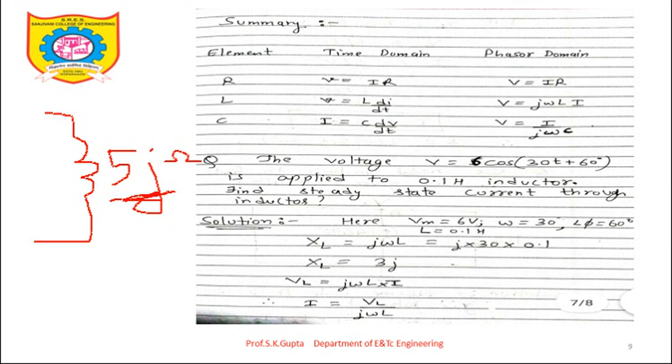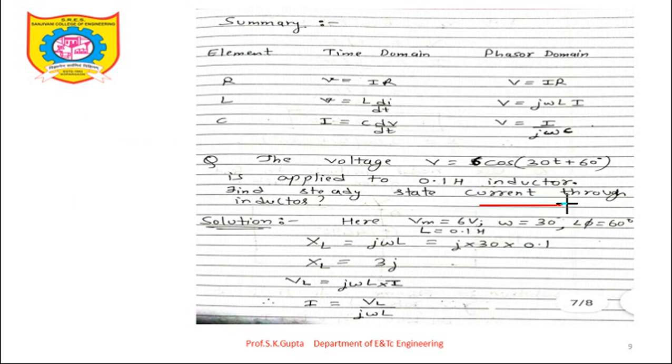Now what we have to calculate in the question is the current through the inductor. We know the relation VL equal to j omega L into I. So I equal to VL upon j omega L. And what is the value of j omega L? That means XL value is 3j. So just make the substitution over here. So I equal to VL upon 3j.